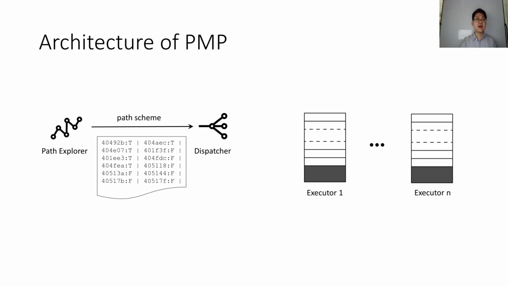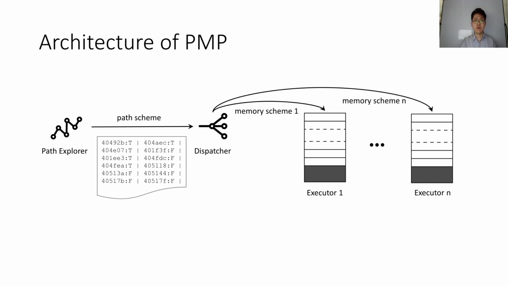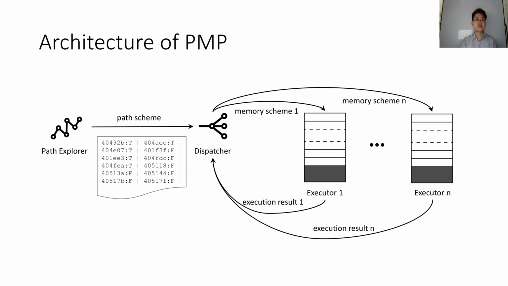PMP operates in rounds, each round executing a path schema. For each path schema, PMP further generates multiple versions of variable initialization, each having different initial values. We call them memory schemas. A process is forked for each path schema and memory schema and distributed to an executor for execution. At the end of each round, the dispatcher aggregates the results from the executors. Another path schema is then computed by the path explorer to get into the next round.